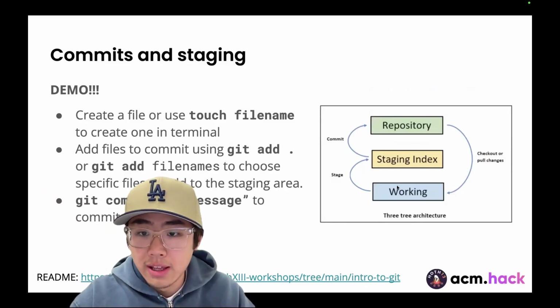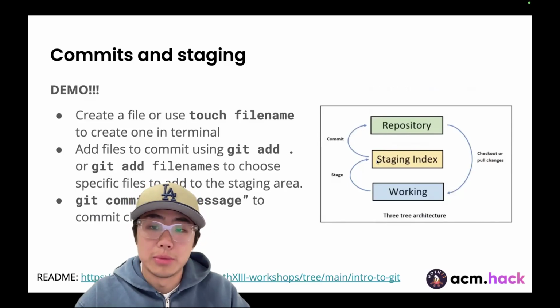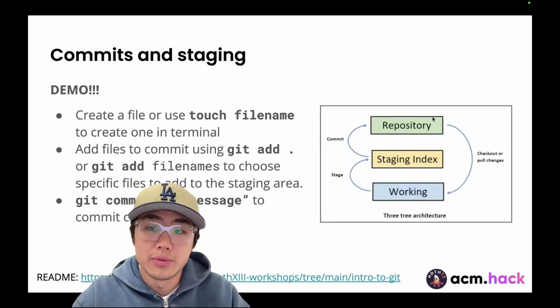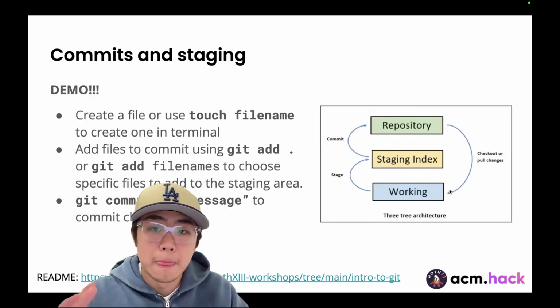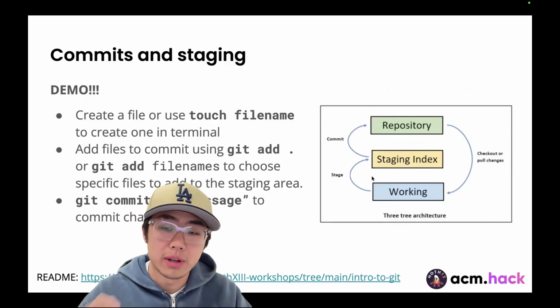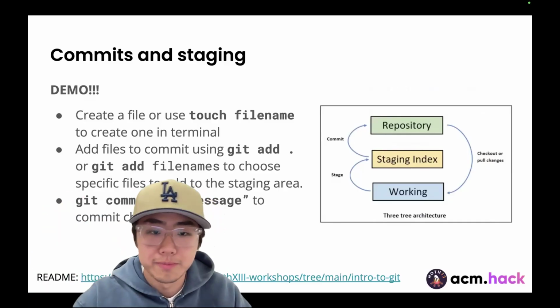As you can see here, you can work on a folder, you can stage it, put it into your meal planning area, and then you can commit it to put it into your fridge, right? We'll talk about checkout and pull in a bit, but right now, this way is the only way we want to care about. Okay, you go up: working directory, staging area, and then repository.